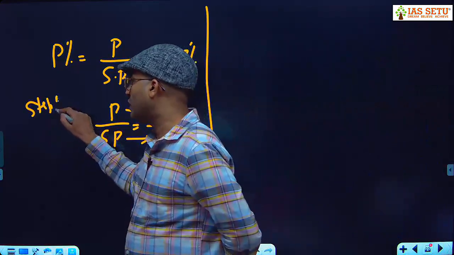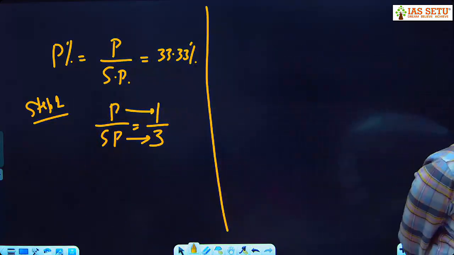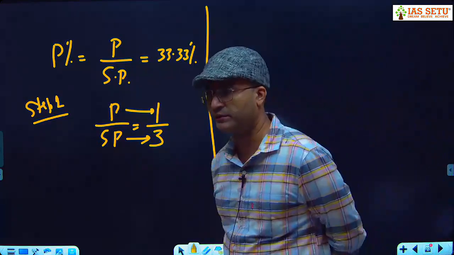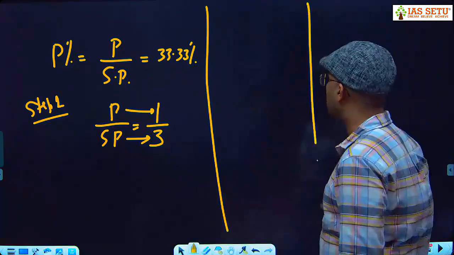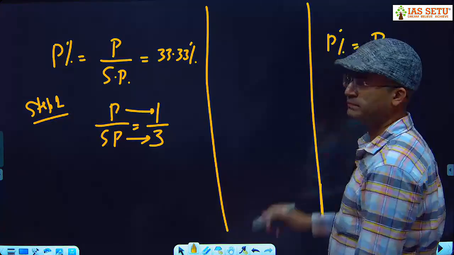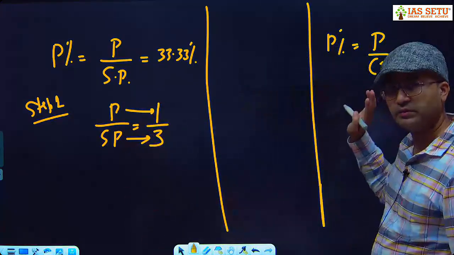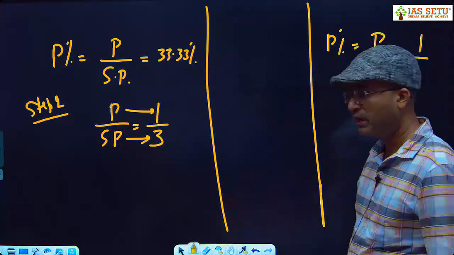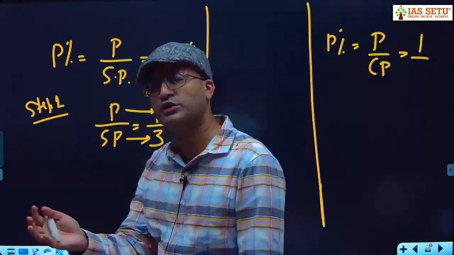Here that boy by mistake taken selling price as a base, he has done P upon SP, he got value 33.33%, which is 1 by 3. What he is supposed to do, उसको करना क्या था? He is supposed to do P upon CP. You know P, you know SP, you have to find CP. P तो पता ही है ना, P is 1. हमें CP निकालना. I ask you a question, logical. I tell you method also, but logic है.